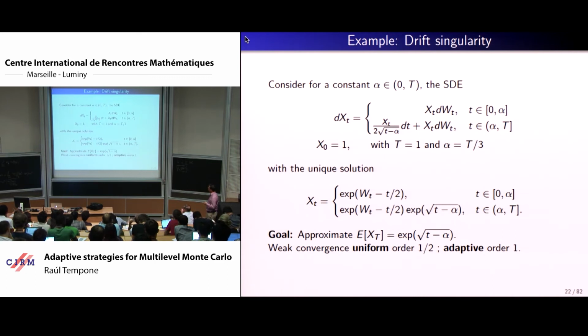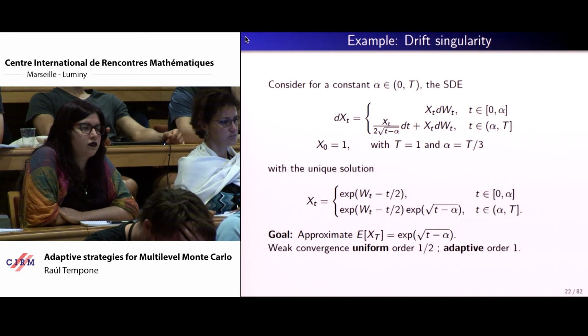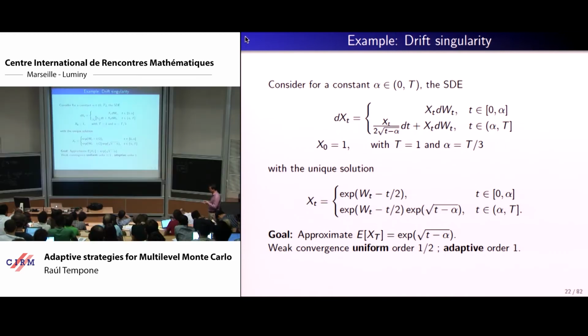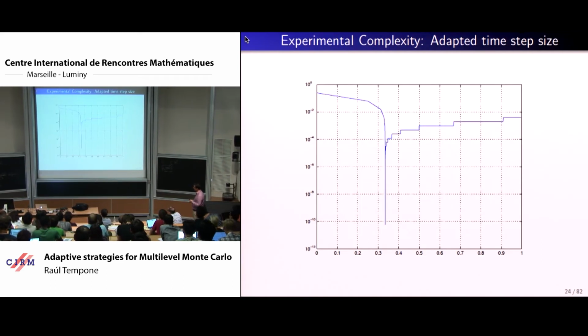So if you do examples here, for example, you have a drift singularity. This is just going to be simple in the sense that the stochasticity is really not relevant. Here we have, say, a deterministic time for the singularity, and the mesh is going to refine automatically around the value of alpha. We are not telling the algorithm that alpha is there, but it does find it. You see the mesh here is refined from the level essentially 10 to the 0 to 10 to the minus 10, just to control the error.